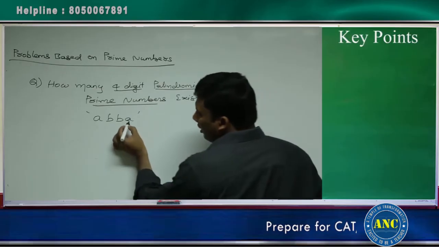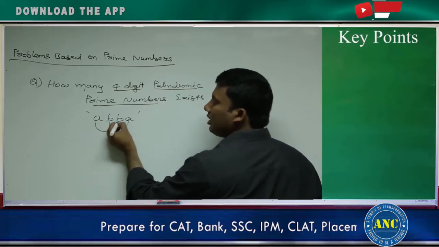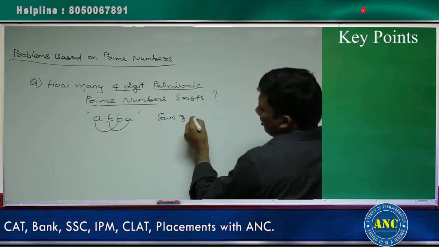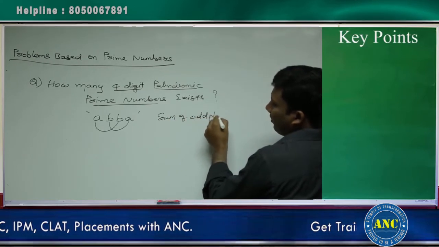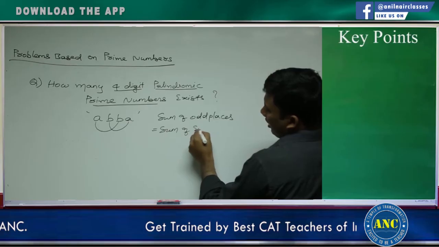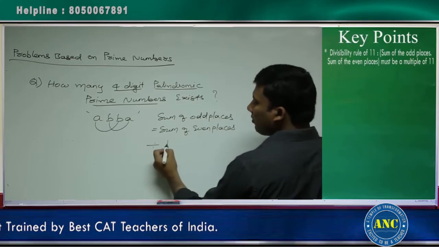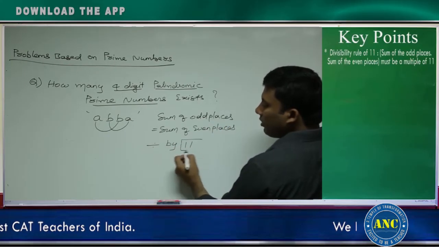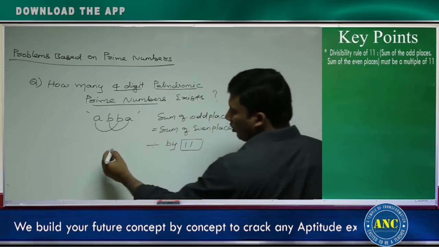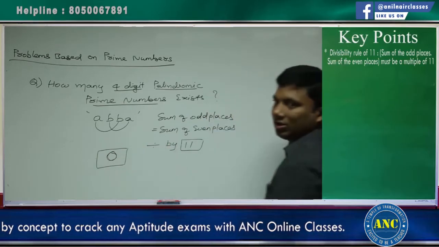Now observe carefully, what is the sum of the odd places? A plus B. What is the sum of the even places? A plus B. The sum of the odd places is equivalent to the sum of the even places. If the sum of the odd places is equivalent to the sum of the even places, then the number is divisible by 11. If it is divisible by 11, will it be a prime number? No. The answer is, there exist no 4-digit palindromic prime numbers. Are you all with me?